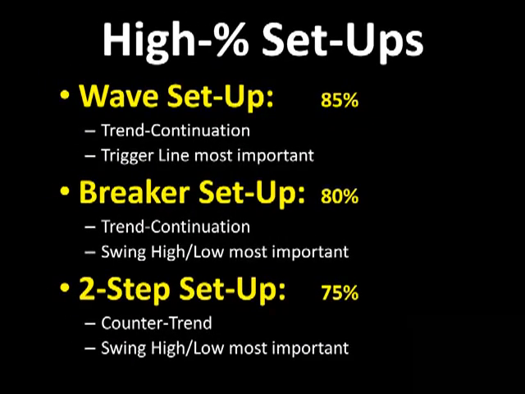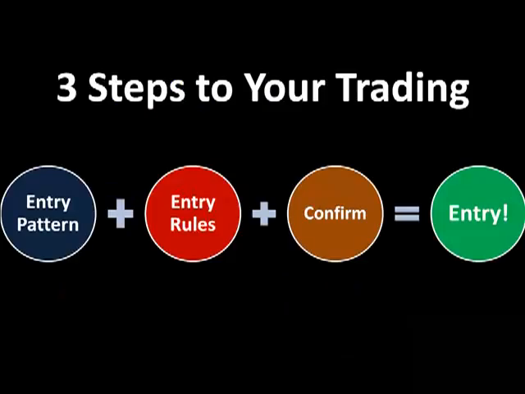So in closing, we have 3 main patterns: the wave setup, the breaker setup, and the two-step setup. The wave setup and the breaker setup are trend continuation patterns trading with the trend, and the two-step setup is a counter trend trade. Now, of course, we've got lots more information to go along with these patterns, guys, because remember, we have 3 specific steps to your trading. See the entry pattern first, entry rules second, look for the confirmation, and of course, then pull your trigger.